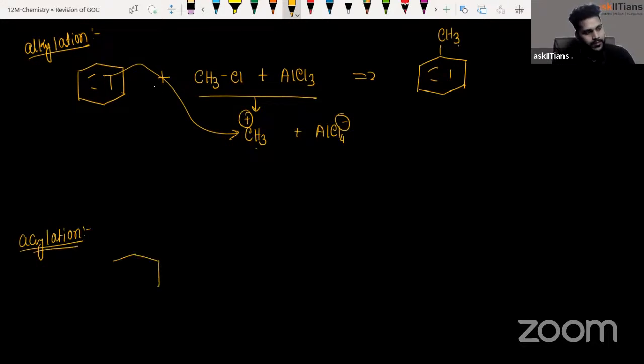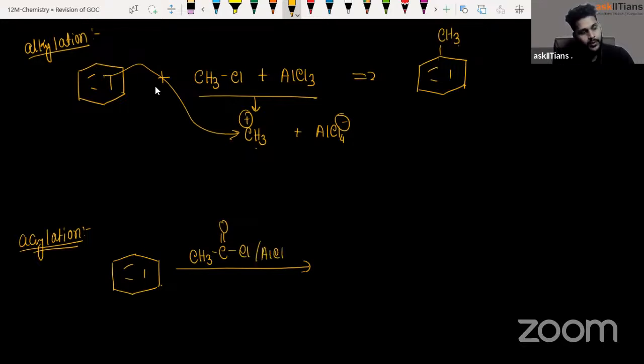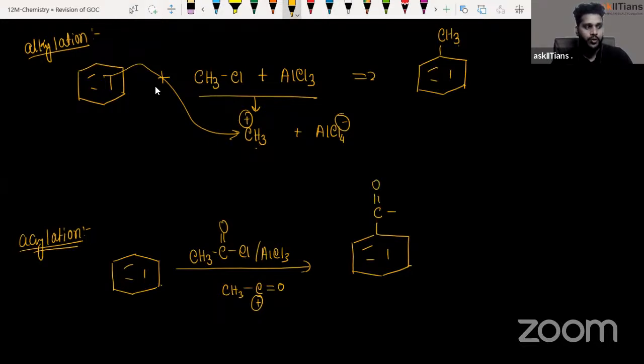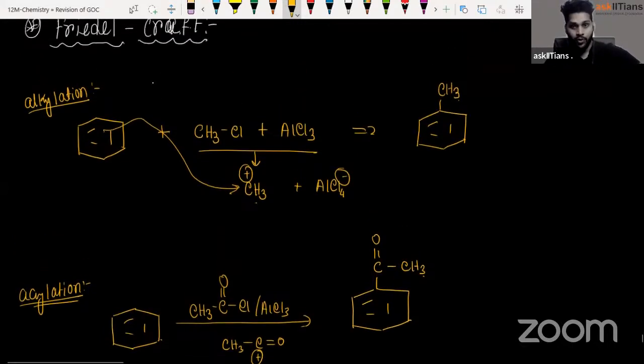If you start with benzene, make it undergo the reaction with CH3COCl and AlCl3. We'd be getting the acylium ion, CH3CO plus. Just like the formylium, similarly the acylium, then this would get connected, and we would get acylation.